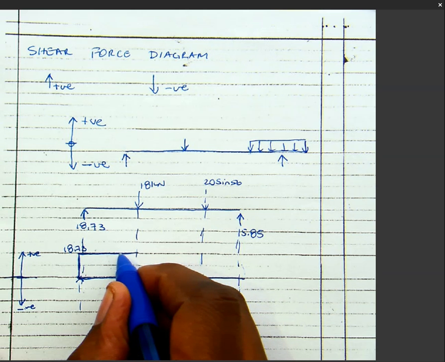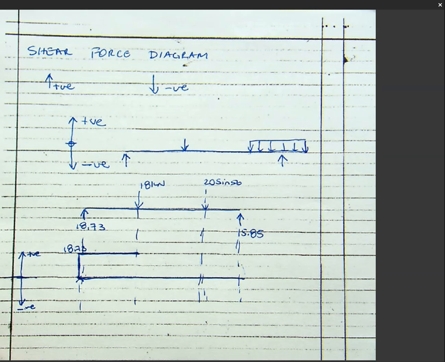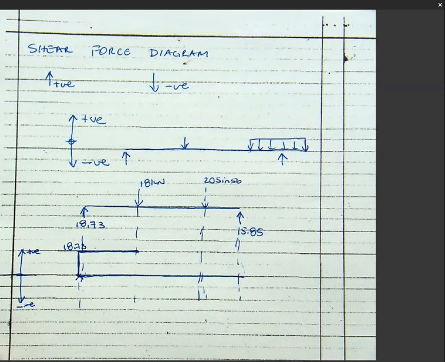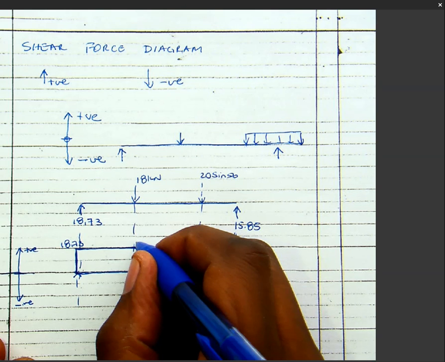Please, guys, do not use freehand like me. At least you have a ruler. If you don't have a ruler, you have a student card. You can just use your student card to draw if you don't have a ruler. But I'm allowed not to use a ruler. Thank you. I still have my 18.73 at this point.